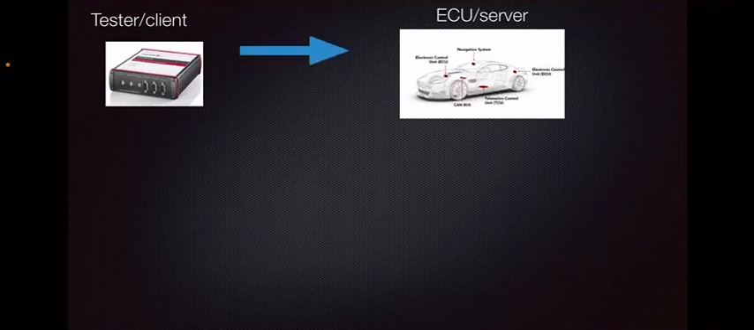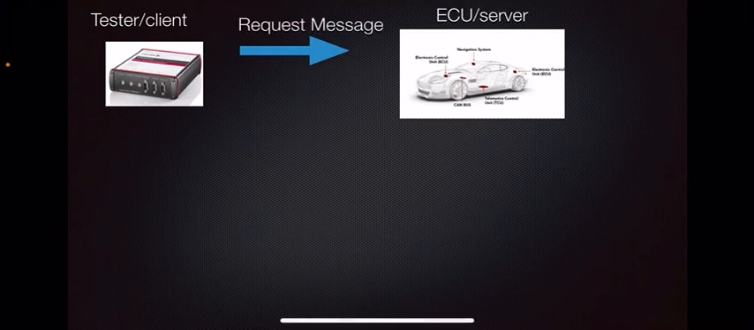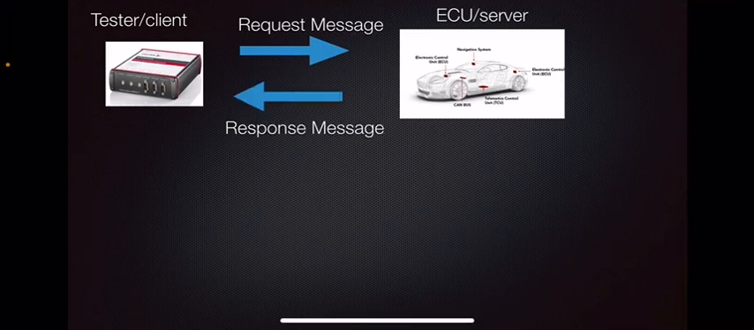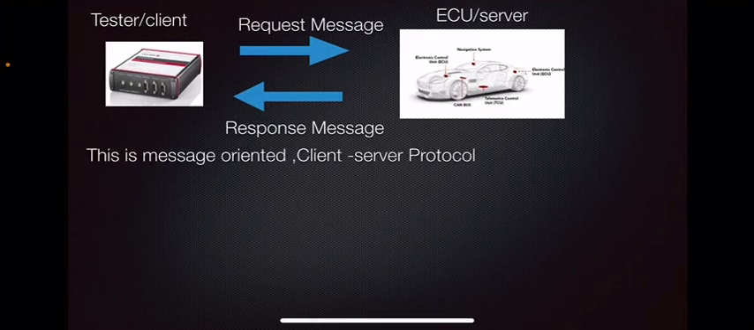Now we will see the terms used in UDS. Here we have the tester, which is also called a client, and the ECU, also called a server. Why is the tester called a client? Because the tester always initiates and sends the request to the server, and the ECU or server will respond to the request message and, depending upon that particular request, provide service to the tester. So the ECU is called a server and the tester is called a client. This is called a message-oriented or client-server protocol.